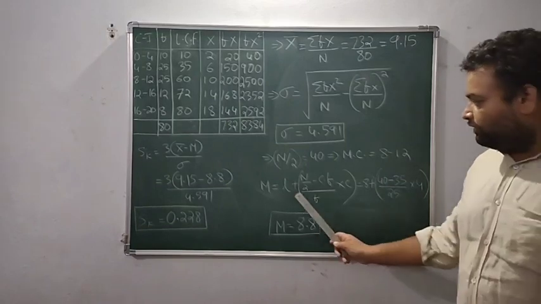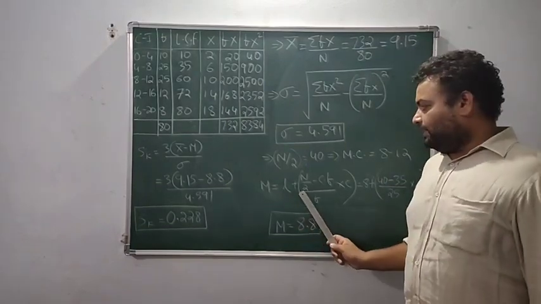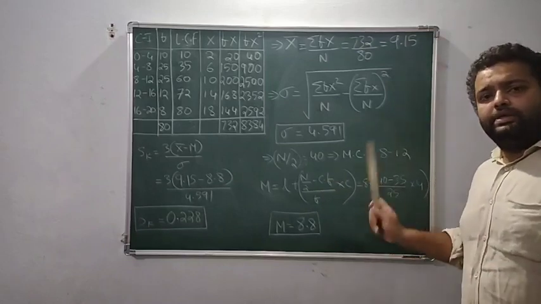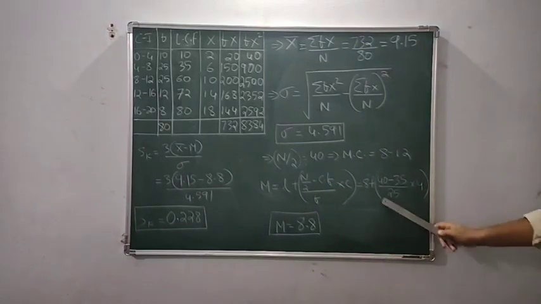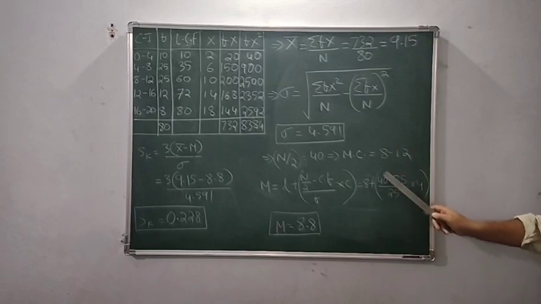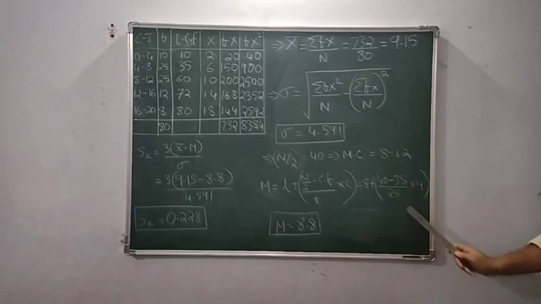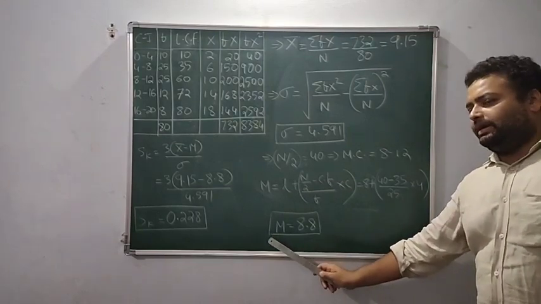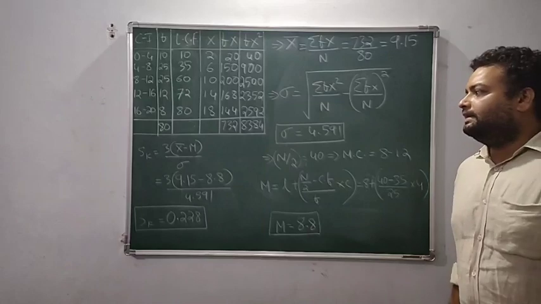Therefore the median formula is given by L plus n by 2 minus CF divided by f into c, that is 8 plus 40 minus 35 divided by 25 into 4, which yields the result 8.8. That is, median is equal to 8.8.